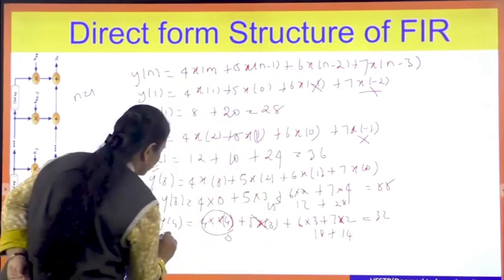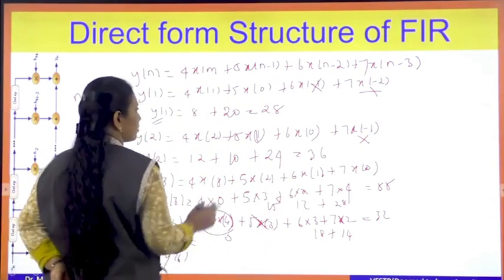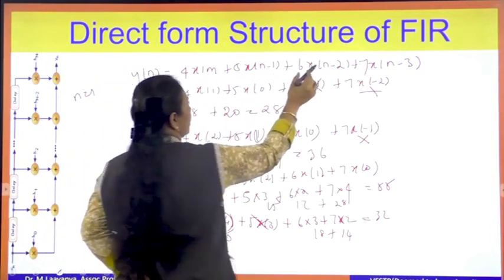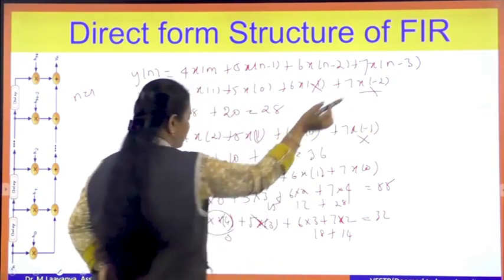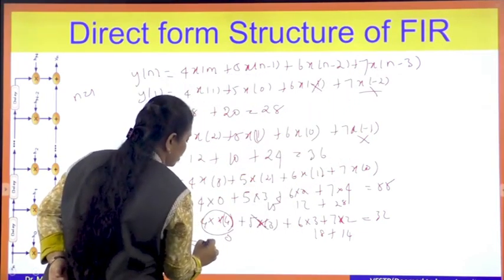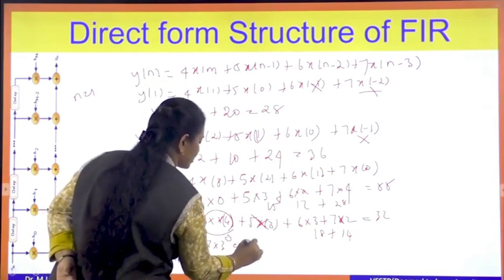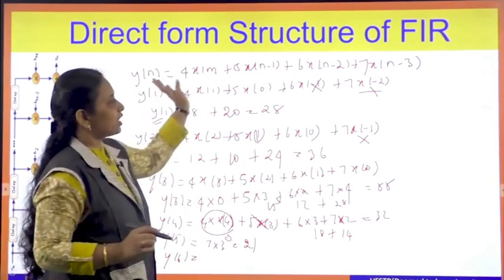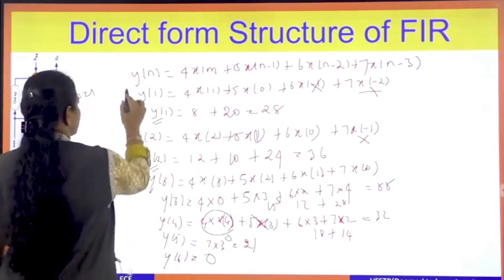Again if I go for y of 5 and y of 6. If I go for 5, x of 5 is 0, x of 4 is 0, 5 minus 2, x of 3 is 0. Here alone I will get 7 into x of 5 minus 3, x of 2. So 7 into x of 2 is 3. So I will have the answer as 21. If I go for y of 6, everything will become 0. So this is my output.